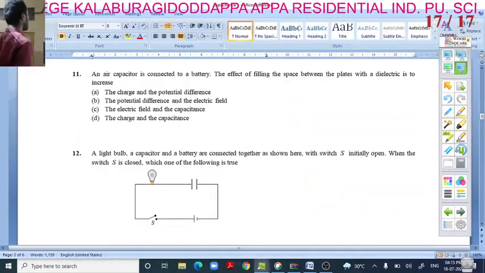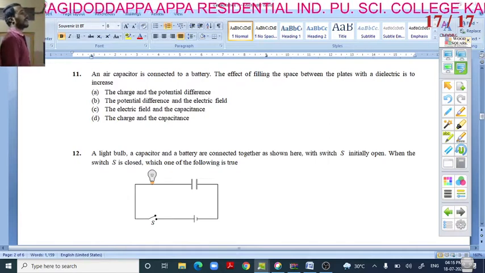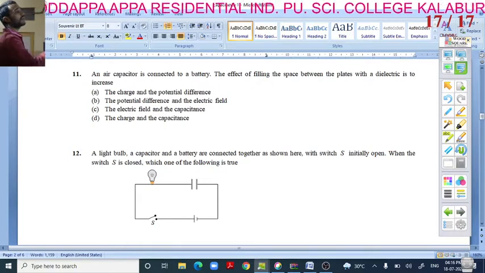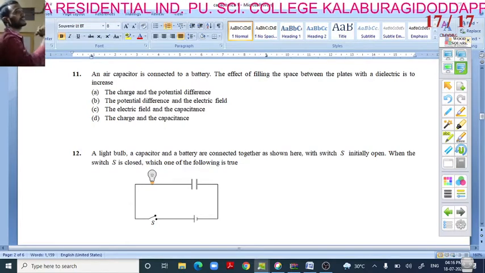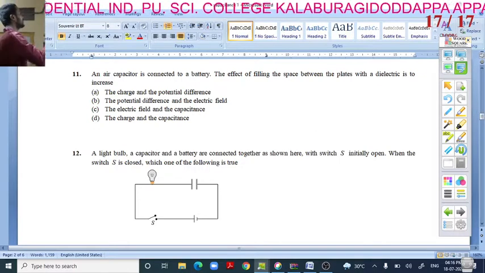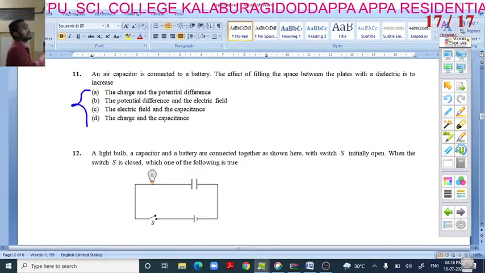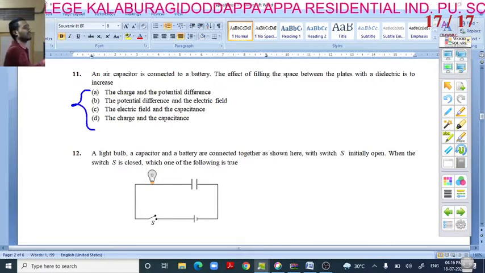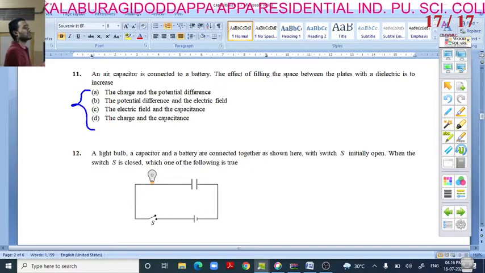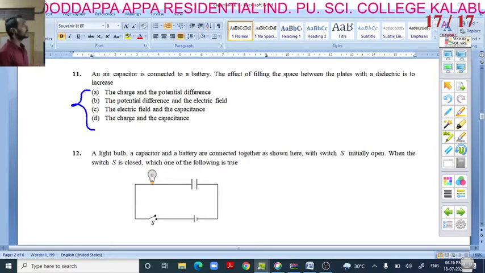Question number 11. An air capacitor is connected to a battery. The effect of filling the space between the plates with a dielectric is to increase which one? Charge and potential difference, electric field, and the capacitor charge and capacitance. Yes, so which one is it?